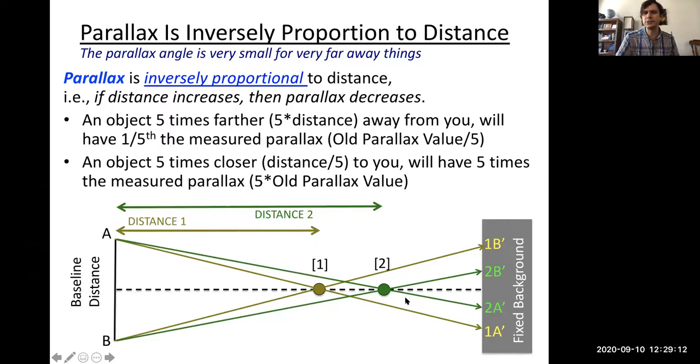So here is a picture where I have object 1 and object 2 viewed at different distances. This is very similar to the scenario I just showed you. When viewed from A, it looks like object 1 would be here, and when viewed from B, it'd be here, a pretty large parallax angle. This object that's farther away, repeat the experiment, viewed from A, viewed from B, smaller parallax. Bigger distance, smaller parallax. And it comes out that parallax is inversely proportional to distance.